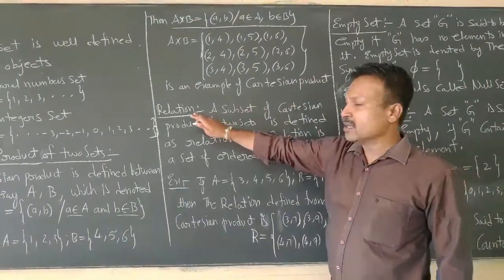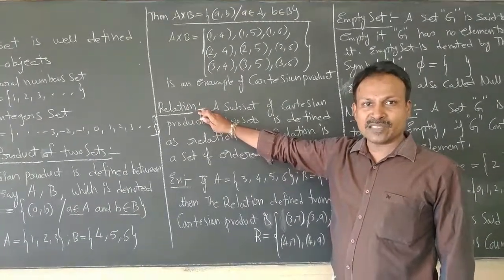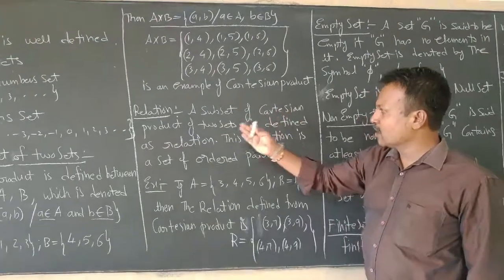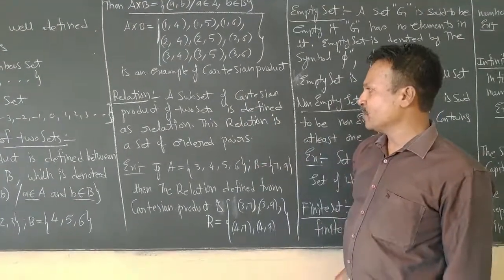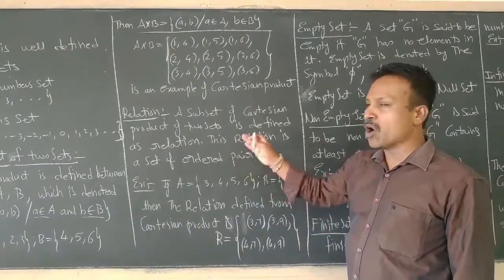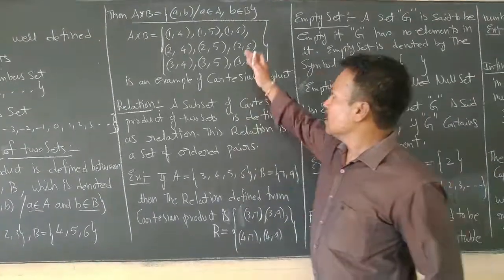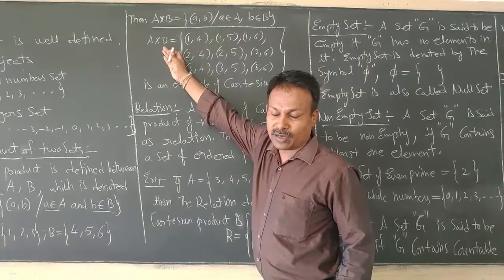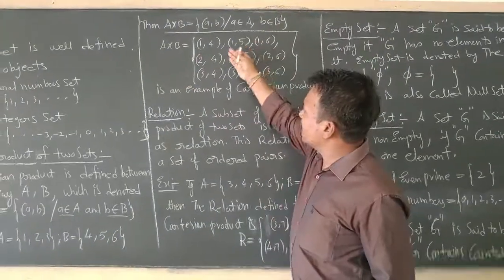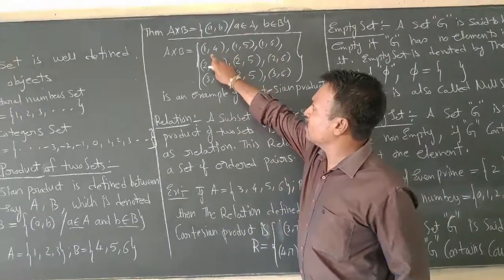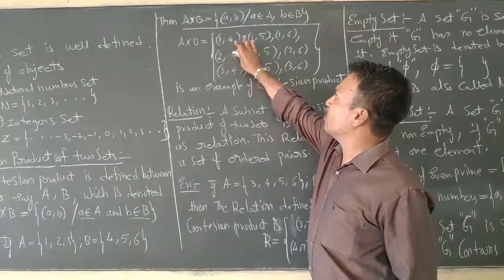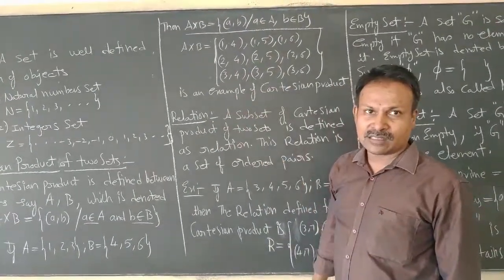Next, the next definition, relation. A subset of the Cartesian product of two sets is defined as a relation. This relation is a set of ordered pairs. If A cross B is taken as the Cartesian product of two sets, and I take any subset, if I take (1,4), it is called a relation. If I take (1,4), (1,5), it is called a relation.